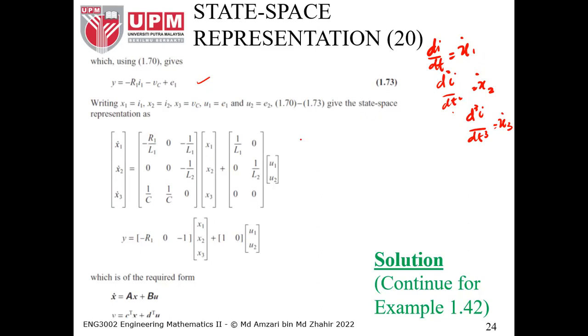The first equation will be, we know that y equals L1 dI/dt, and dI/dt equals x1 dot. So what we need to do is, from this equation, we make y. Sorry, this is not x1, x2, and x3.